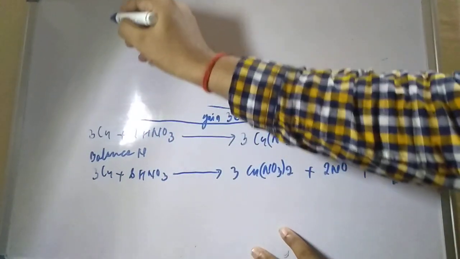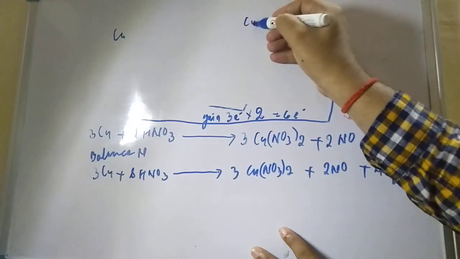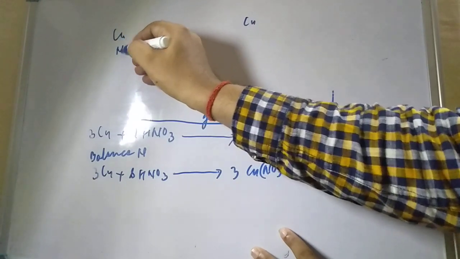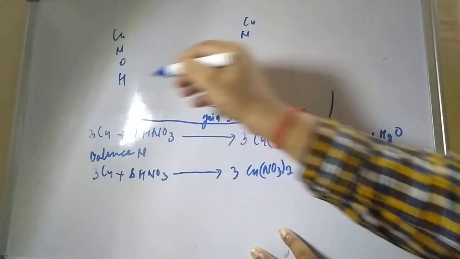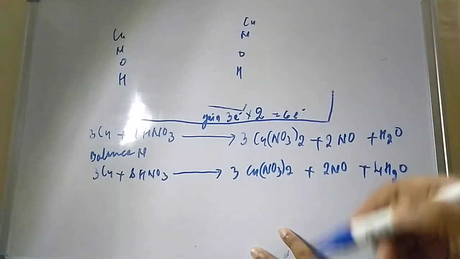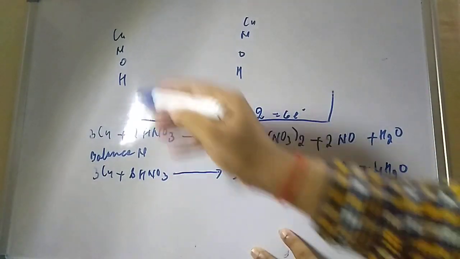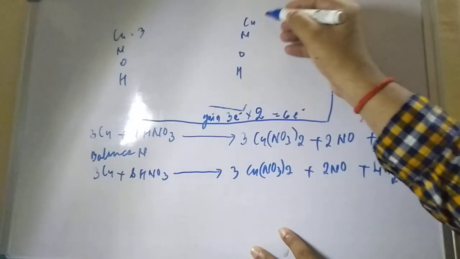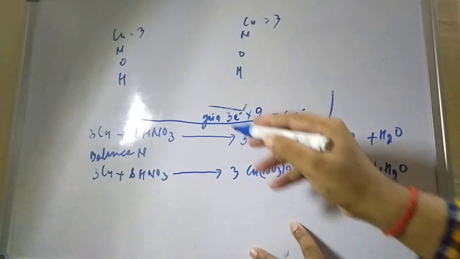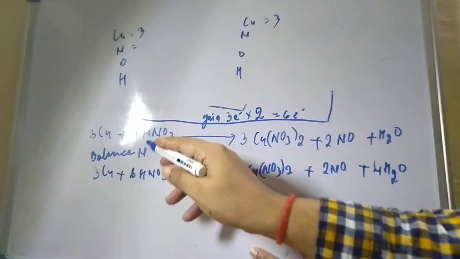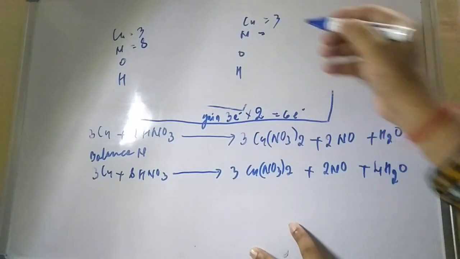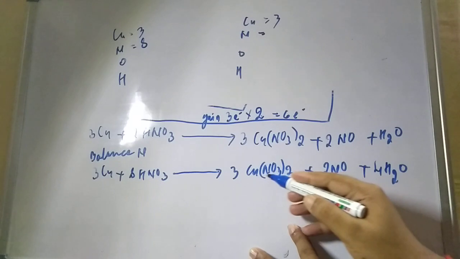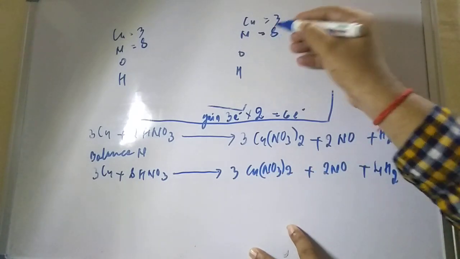You see the copper on this side, copper on this side also, and then nitrogen, nitrogen, oxygen, oxygen, hydrogen, hydrogen. Is any other element there? No. Copper, how many, students? This side 3, this side also 3. And nitrogen, if you count here, how many nitrogen is coming? 8 nitrogen. So this side how much is there? Here 2 times 3 is 6, plus 2 is 8 nitrogen.